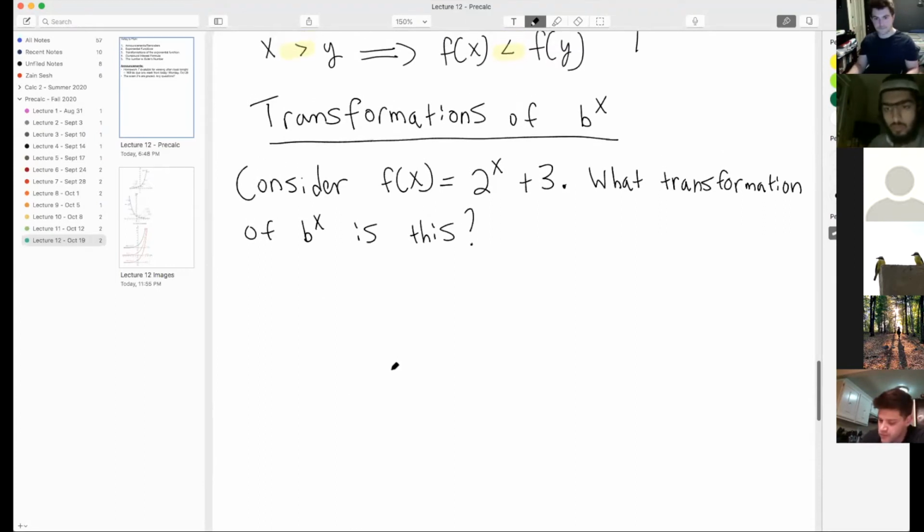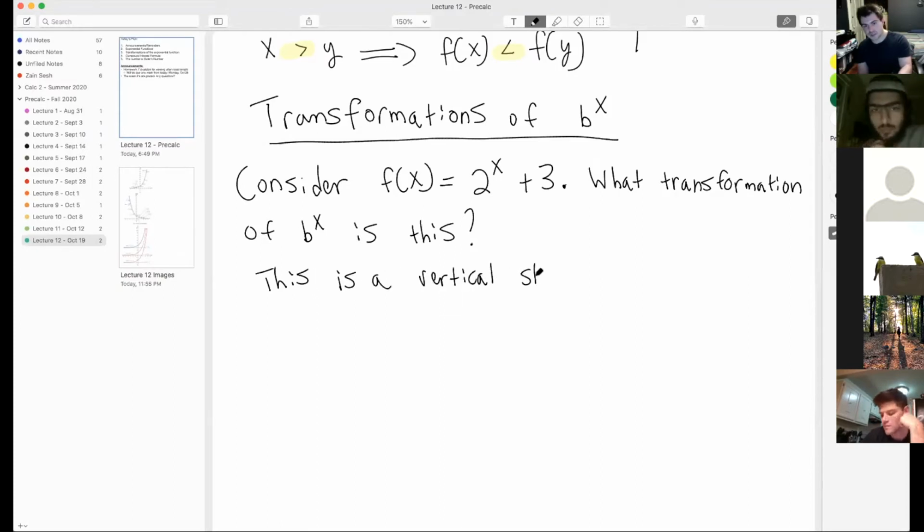Vertical shift? Yes, it is a vertical shift. And would you like to maybe be a little more specific? 3 units up. Yes, exactly. Perfect. So this is a vertical shift up 3 units. Excellent. Just like we've been doing with everything else, with our functions, on the last exam we had transformations, we can also transform the exponential. Why not? It's a function, so of course it can be transformed. So this is a vertical shift up 3 units. Very good.